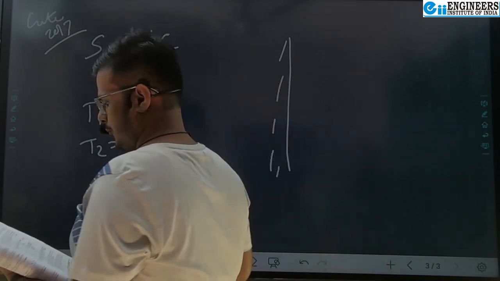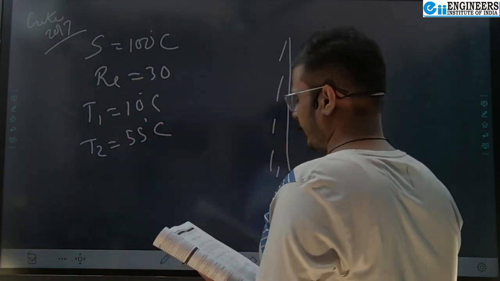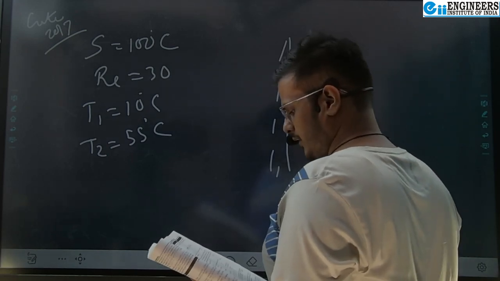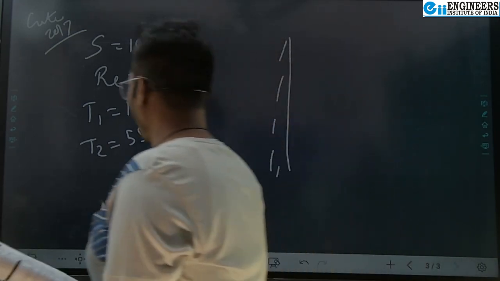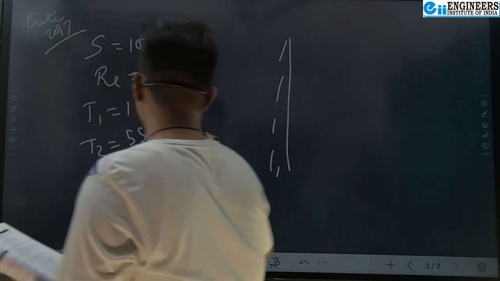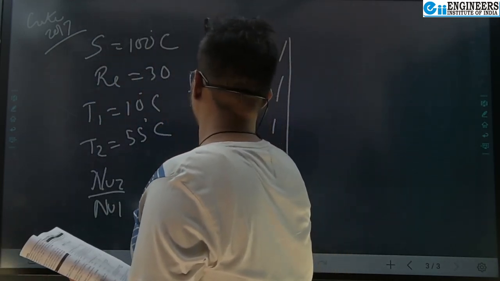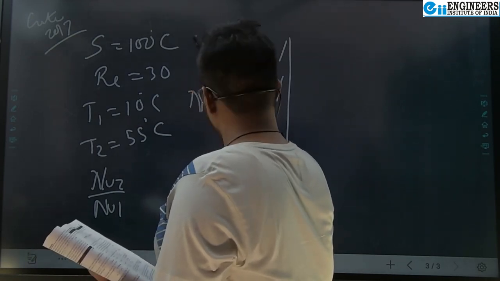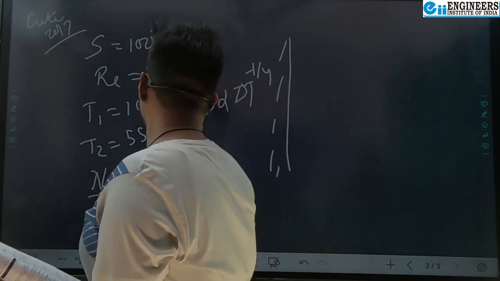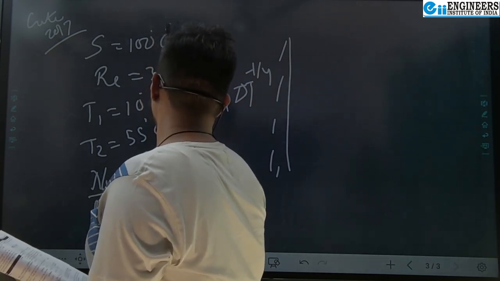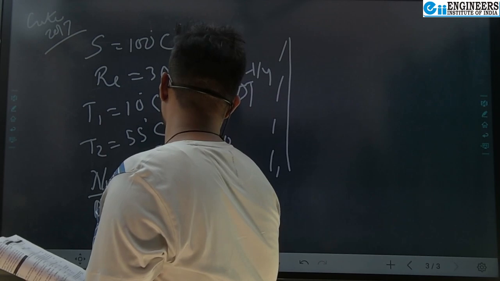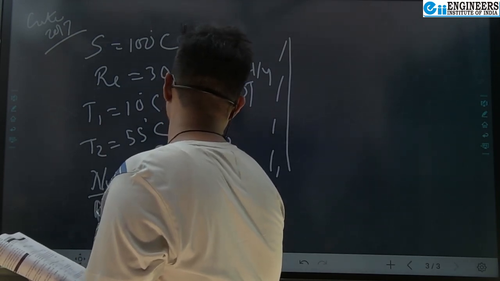Then assume the physical properties of the fluid and the steam remain constant with the temperature of interest. That means the thermophysical properties are constant, no variation with temperature. For film type condensation, what is the ratio of Nu2 and Nu1? If you remember the equation we have studied, Nu is proportional to delta T to the power minus 1 by 4, isn't it? Then delta T1 is equal to 100 minus 10, that is 90. Delta T2 is equal to 100 minus 55, that is 45.